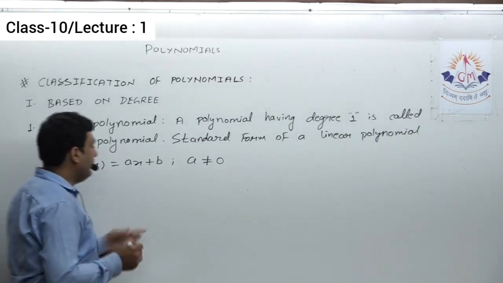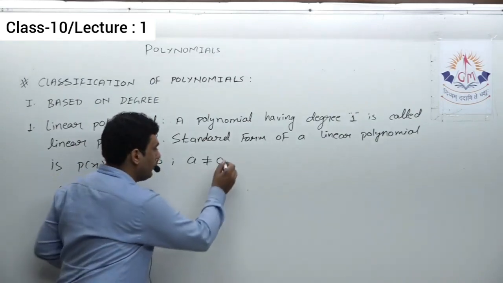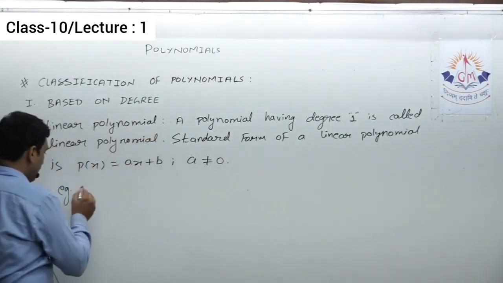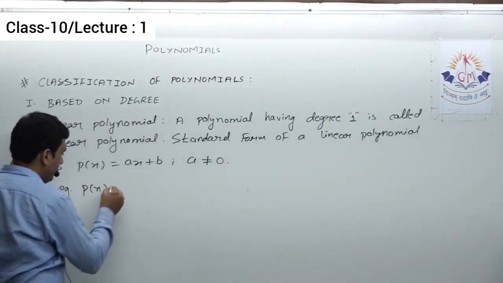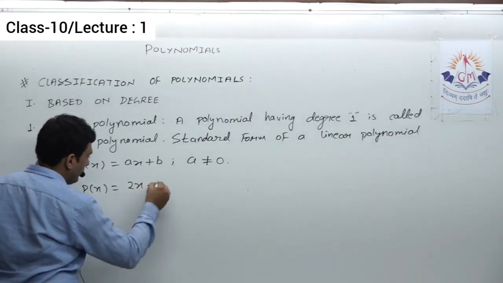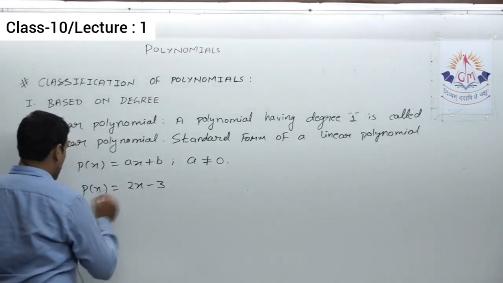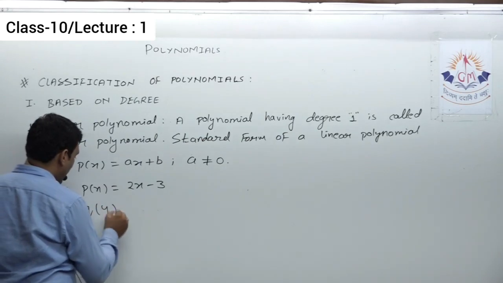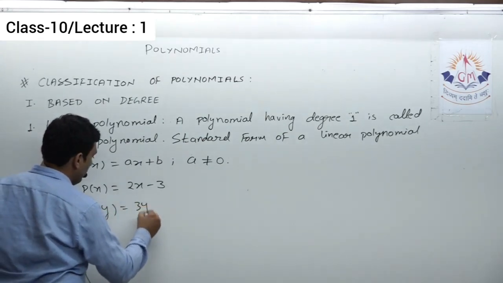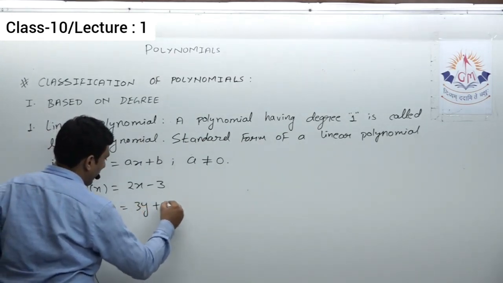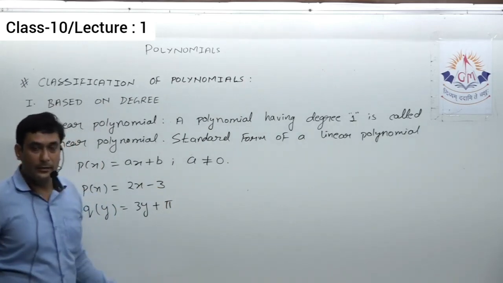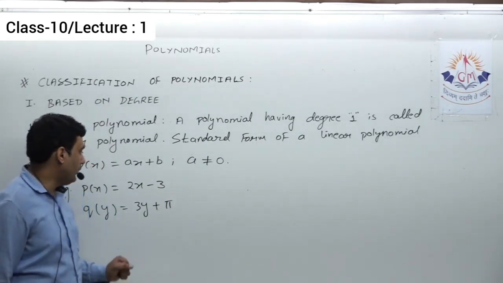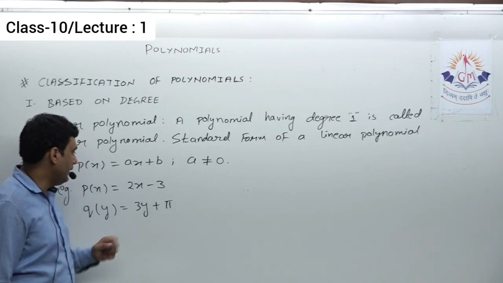Okay, example, now we'll also discuss why a should not be equal to 0. Example, p(x) = 2x - 3. Okay, q(y) = 3y + π. These two are examples of linear polynomials. We can write infinite examples of linear polynomials.